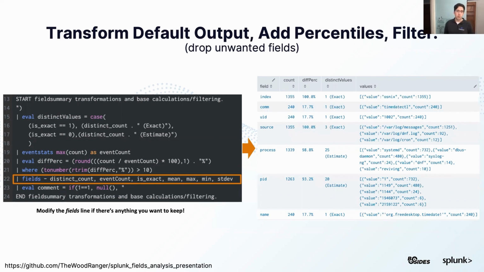But yeah, last for this section, we drop any fields that are unnecessary for our goal. If you want to keep any of these fields, simply modify this line along with the final table command later in the query, and those fields will show up in your final output. We've now achieved taking the default field summary output, which contained a lot of data that was not really relevant to our interests, and we've honed it down to the specific elements that we care the most about.